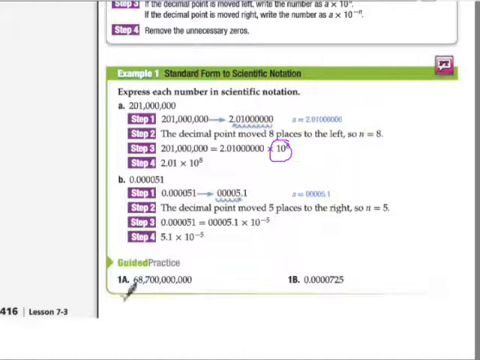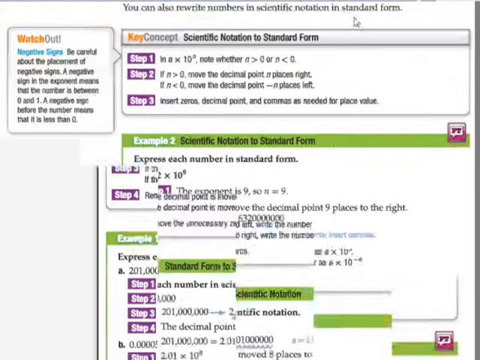All right, you have unpaused. Hopefully for this one, you got 6.87 times 10 to the 10th power. And hopefully over here for 1B, you got 7.25 times 10 to the negative 5. Hopefully that was easy. If you need help with those, make sure you make note of it, and I'll go over more specifically in class.